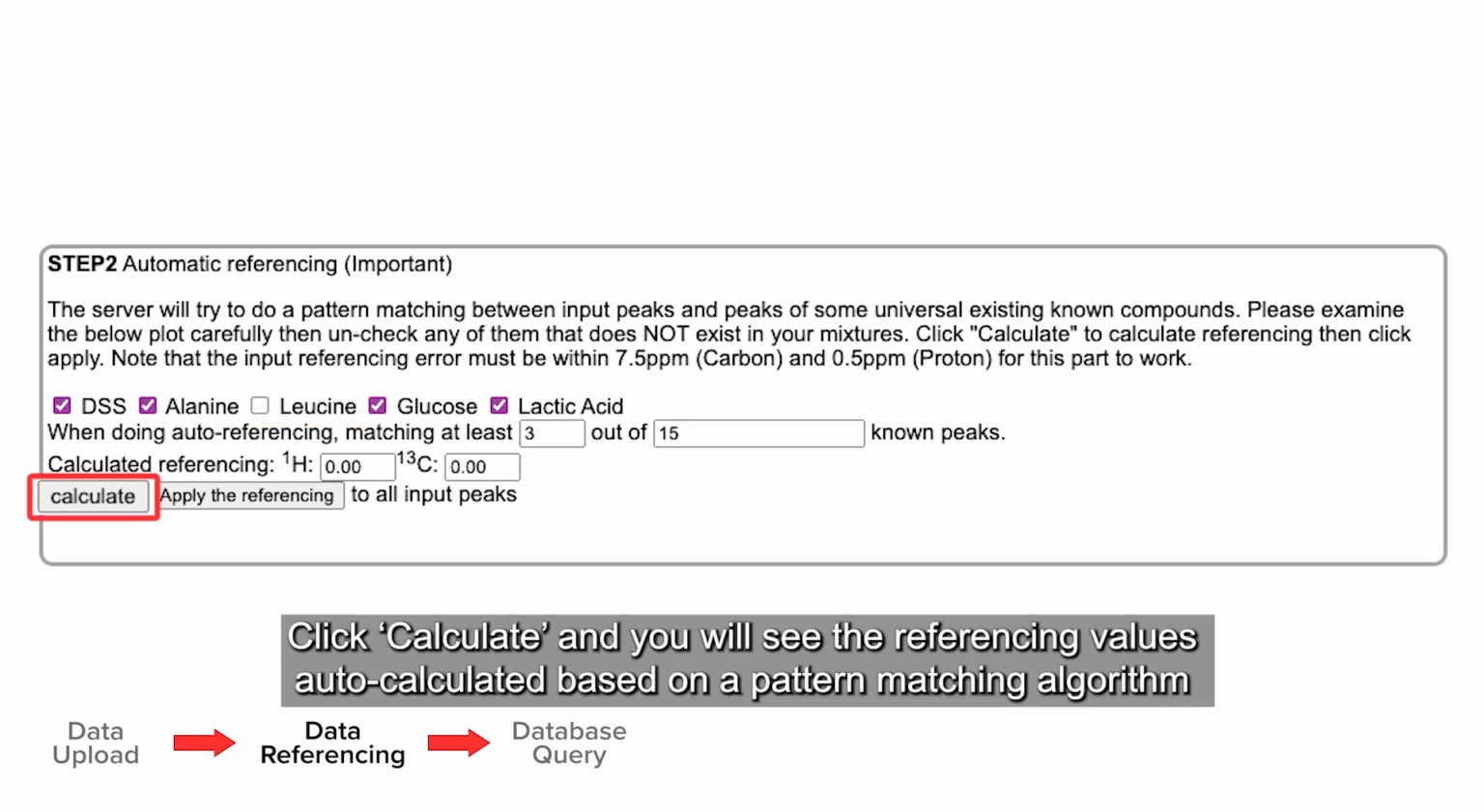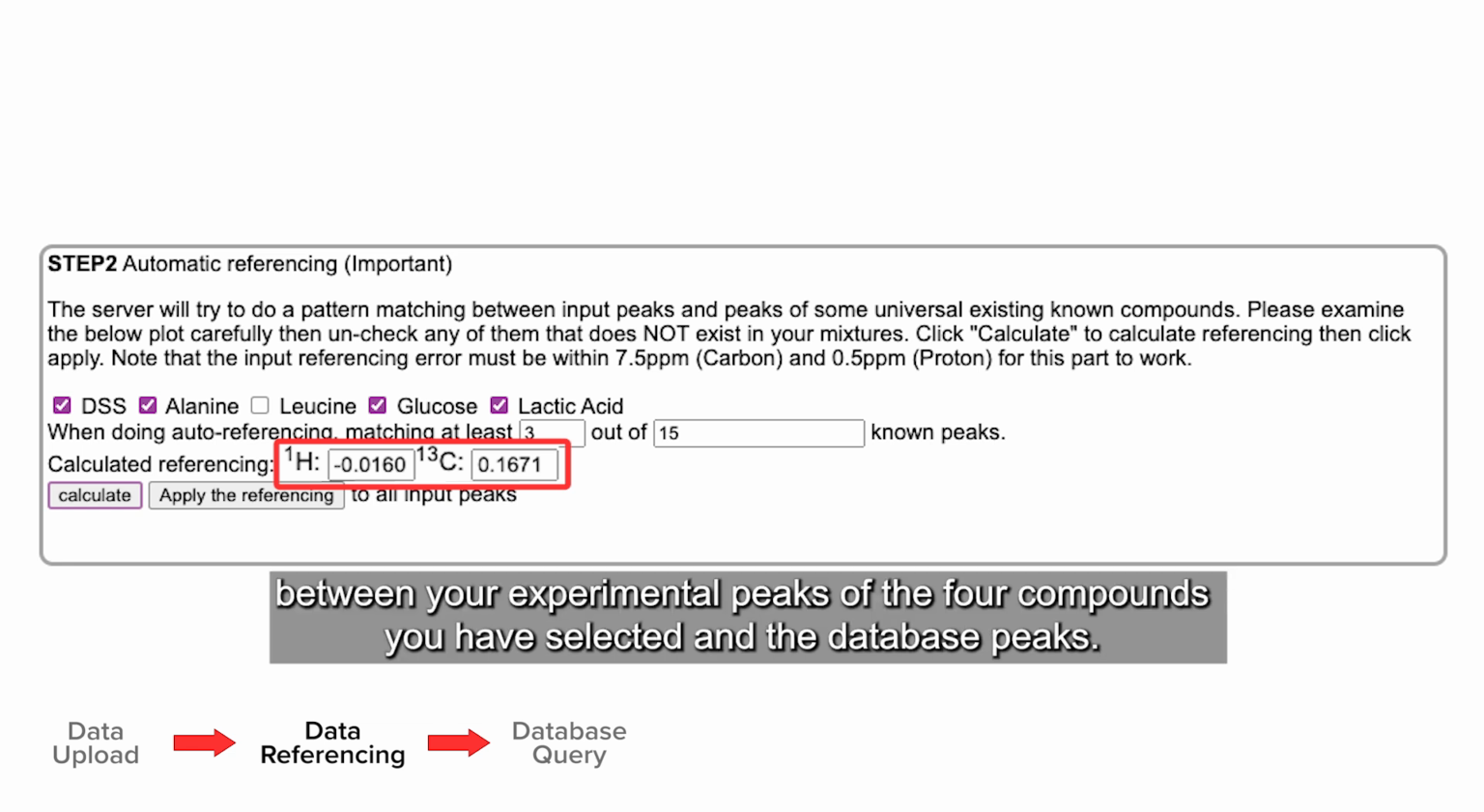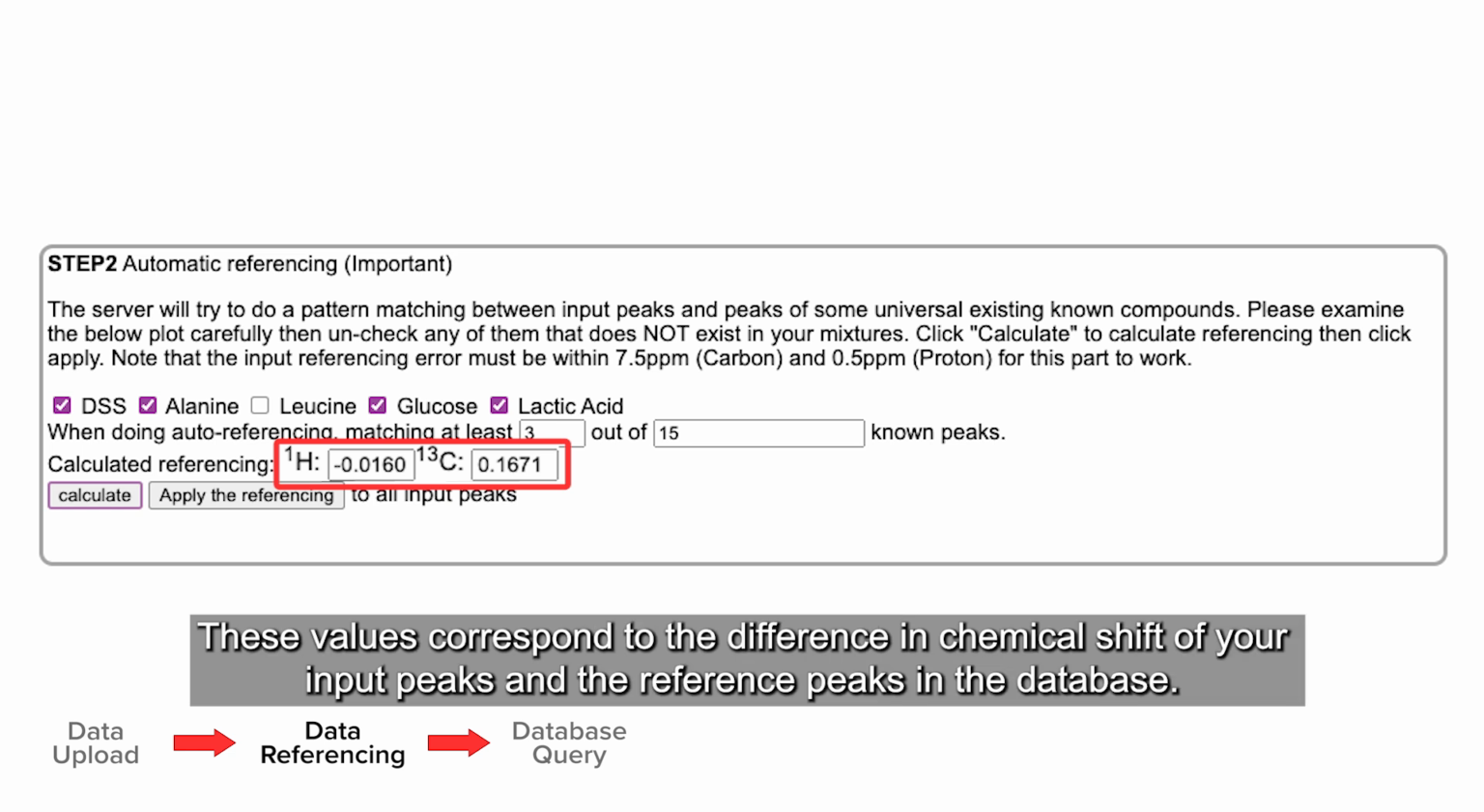Click Calculate, and you will see the referencing values auto-calculated based on a pattern matching algorithm between your experimental peaks of the 4 compounds you have selected and the database peaks. These values correspond to the difference in chemical shift of your input peaks and the reference peaks in the database.